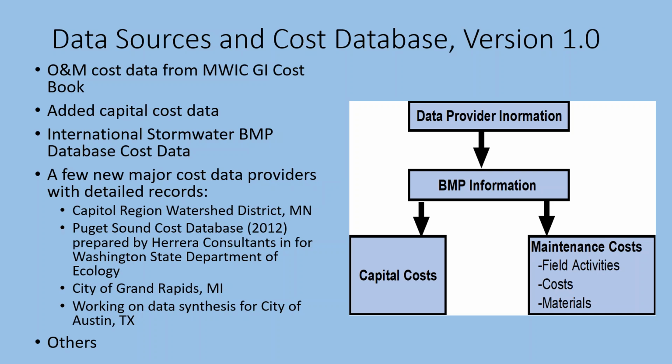And then we had a couple of major cost data providers who had some pretty detailed records, and that included Capital Region Watershed District in Minnesota, the Puget Sound cost database that Herrera Consultants worked on for Washington State Department of Ecology, City of Grand Rapids, Michigan. And then we're working right now with the City of Austin to try to get their data sets in, but they are one of the governments that has had issues with multiple locations where cost information is recorded, and so it takes a couple of steps to add those up to get a cost synthesis.